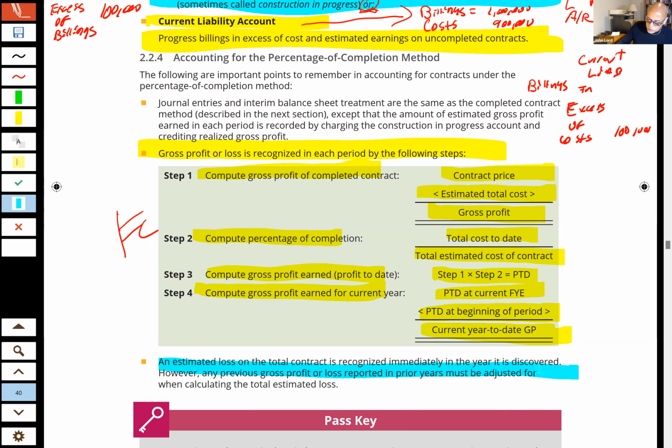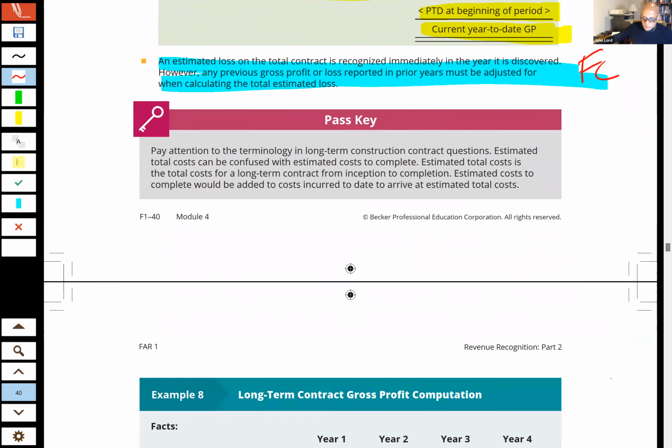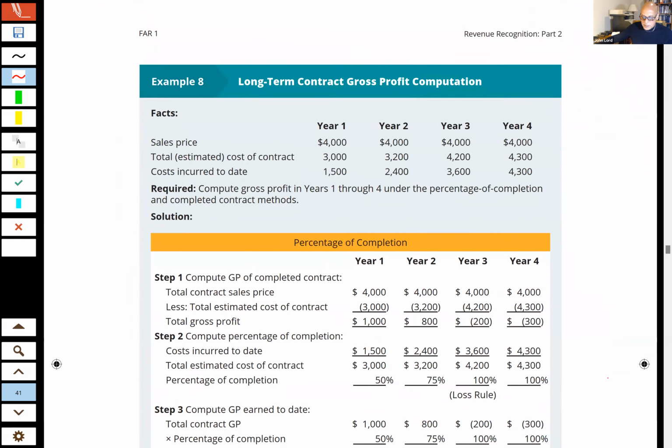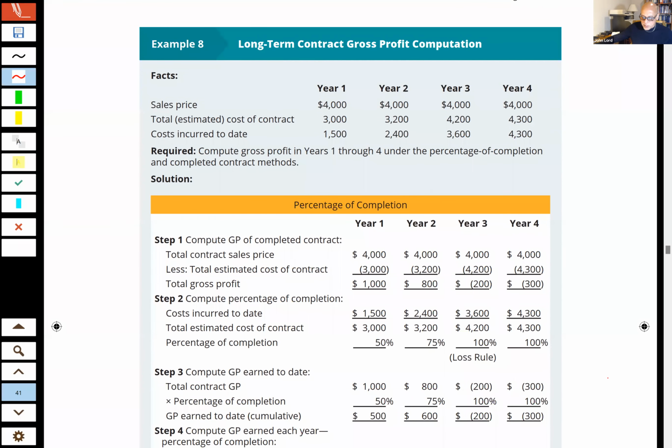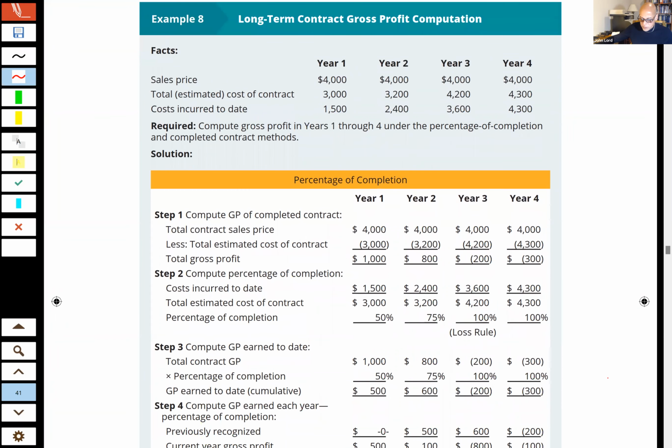Losses. Rule of conservatism says take losses immediately. I don't care if it's percentage of completion or completed contract method that we'll talk about later. You take the losses immediately. Rule of conservatism. Now, you come down, and this is a good example. This example has been in the Becker material forever. Okay, and it's a good example.